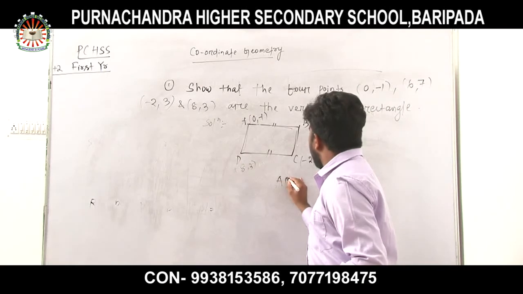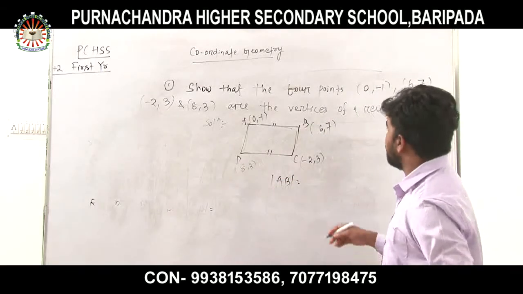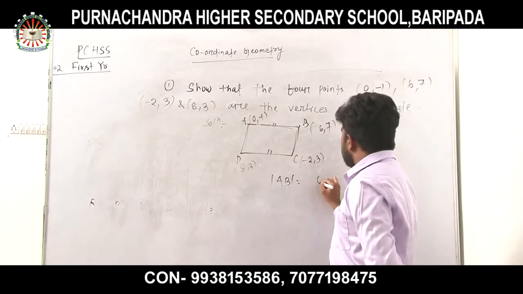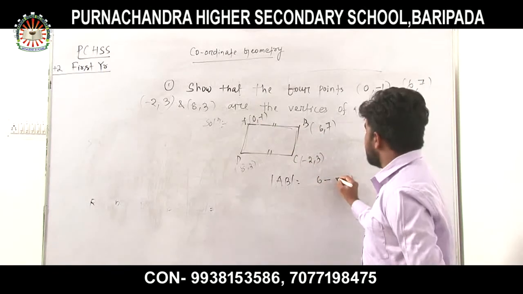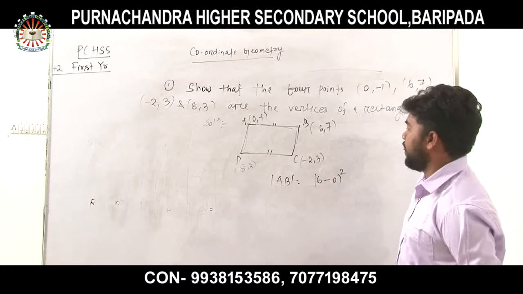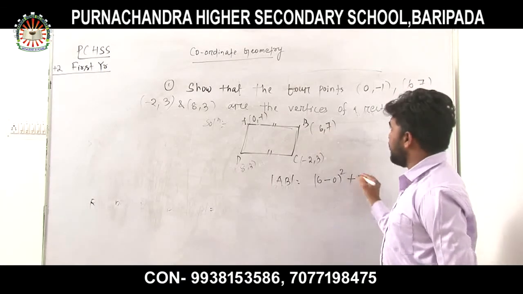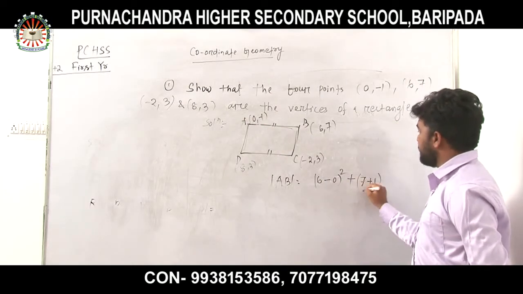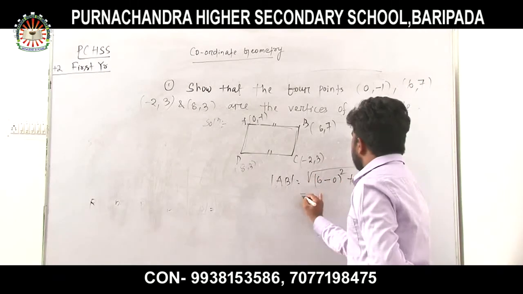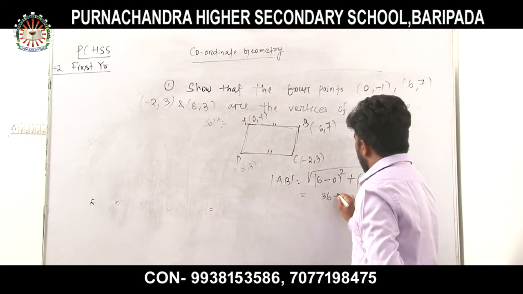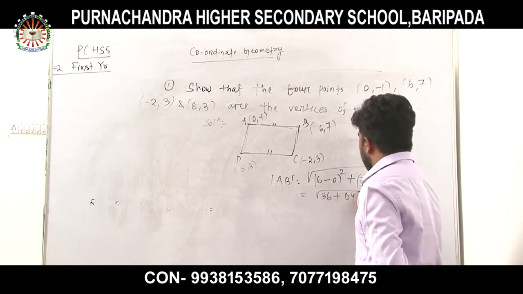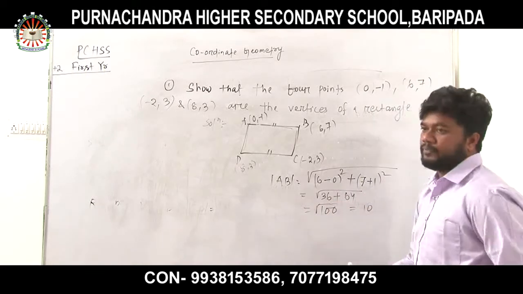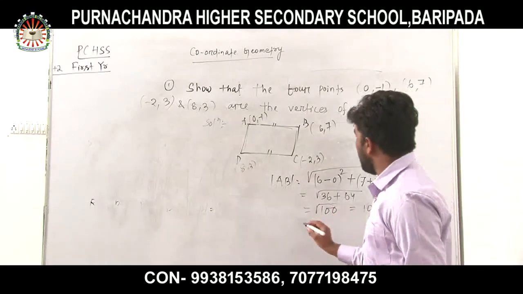Then we calculate AB by using the distance formula. Look, this is your x1, y1, x2, y2. Then AB equals the square root of (6 minus 0) square plus (7 minus (-1)) square, that is 36 plus 64, that is 100, and the root of 100 is 10. Okay, AB.